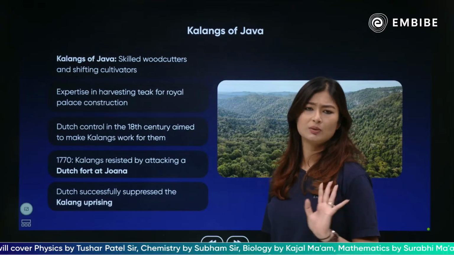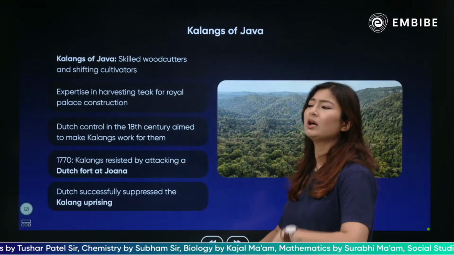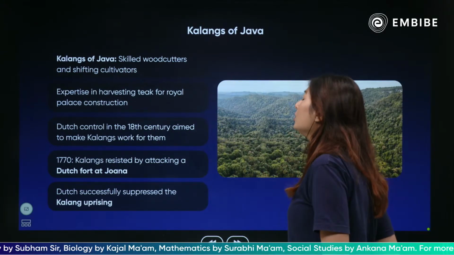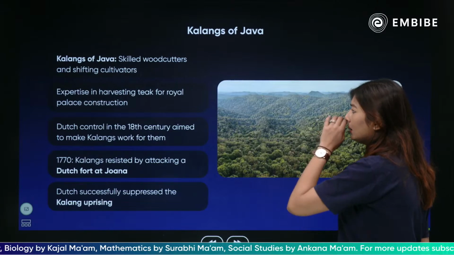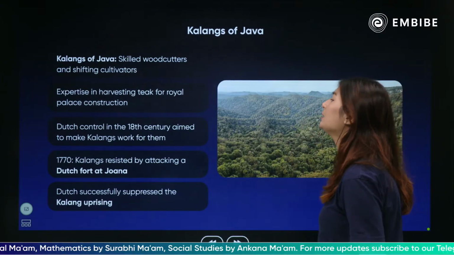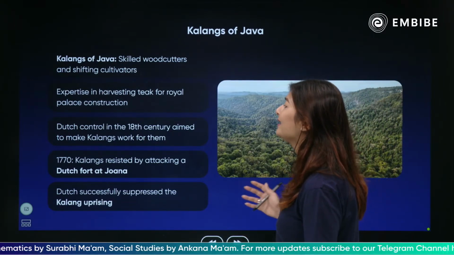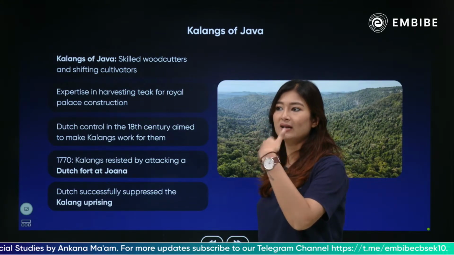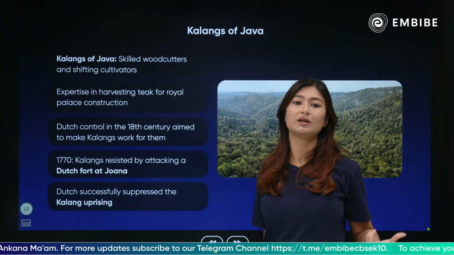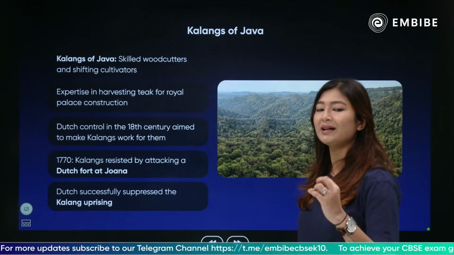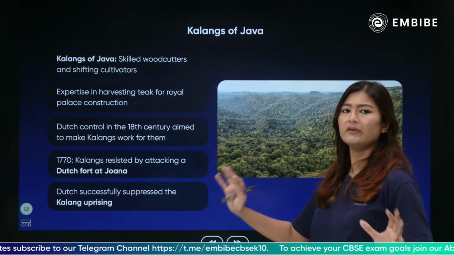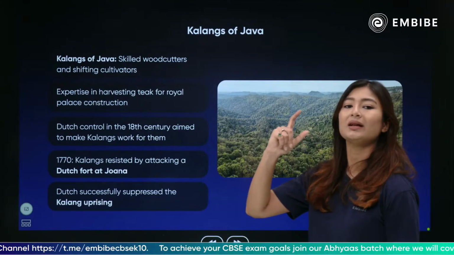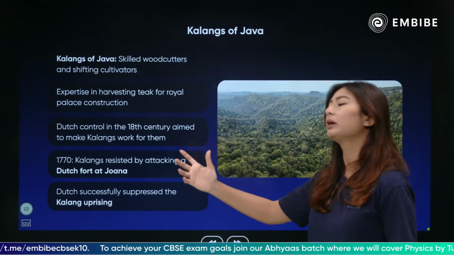And they practiced shifting cultivation, so cutting the forest, cutting wood, making things from wood, and shifting cultivation is what they used to do. And they also had expertise in harvesting teak for royal palace construction. So monarchy was there before, there were kings there, and for the king's construction they harvested the wood needed, teak, good quality timber, very well. They knew the knack of it, they knew what was required. They knew what to do, what would grow well, what would grow more.